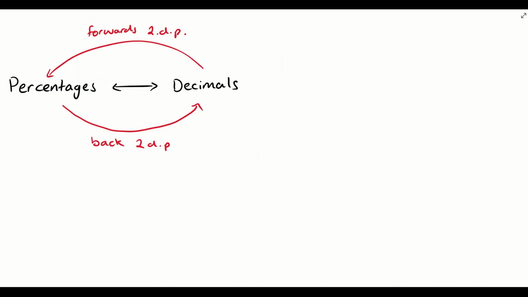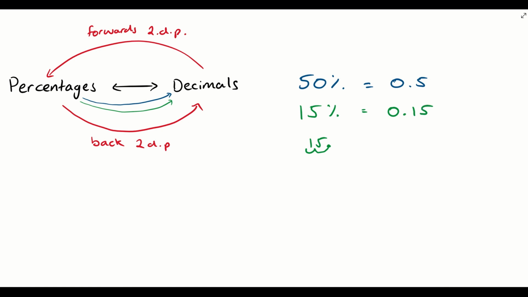And let's take a look at 50% as a decimal. Well, 50%, so the number 50, if we want to go from a percentage to a decimal, we need to go back 2 decimal places. So this decimal point needs to go back 2 places. So we end up with 0.5. Let's take a look at another example. Let's do 15%. Well, the number 15, we're going from a percentage to a decimal. So we need to go back 2 decimal places. So our final answer is 0.15.